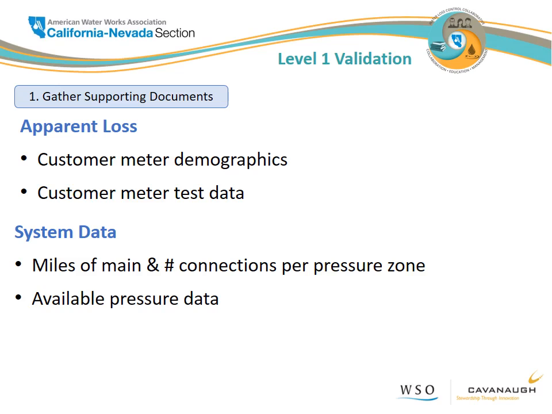Miles of main and number of connections, those are two direct inputs into the audit, and the twist here is it's suggested to try to get that per zone. If your water system is set up in multiple zones, that will come in handy in developing those inputs for the system, specifically in regards to the average operating pressure, which is another one of the data inputs in the system data section of the reporting worksheet.